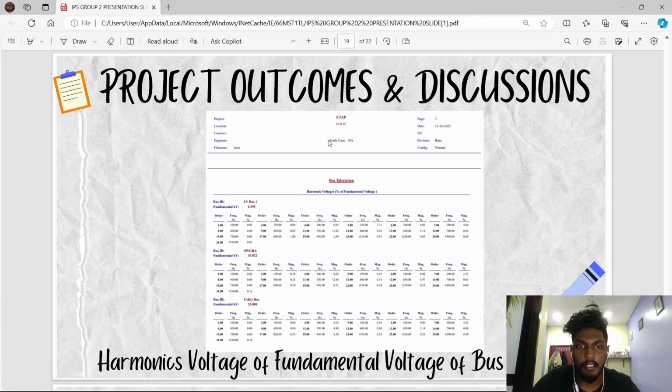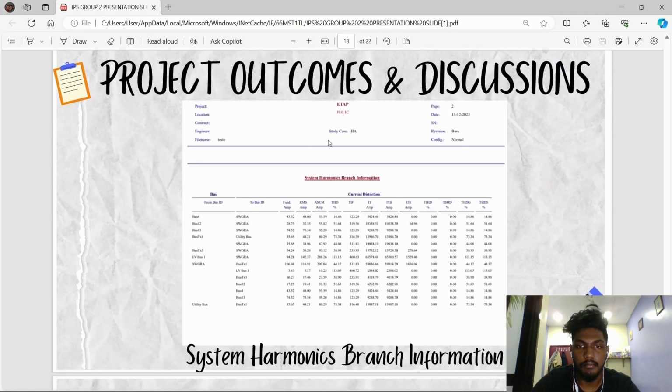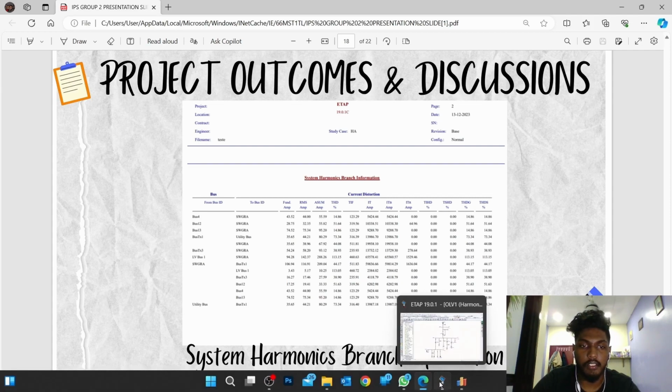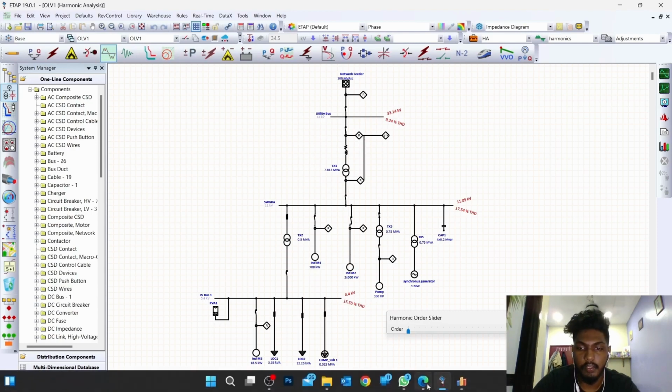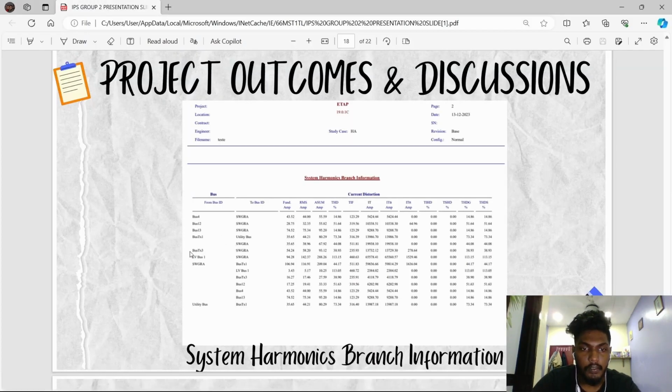As you see, for the current one, it says to bus 4 from bus ID. This is the from bus ID, from bus 4 to SGWRA, from bus 12 to SGWRA, also from bus transformer 3 to SGWRA, also utility to bus transformer 1. So these are actually the model. As you see, for example, we take this one, bus transformer 3 to SGWRA.